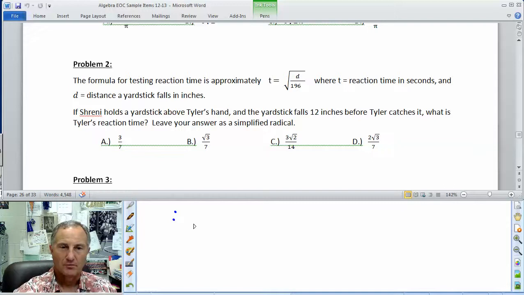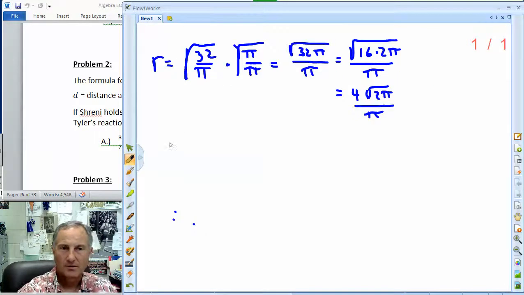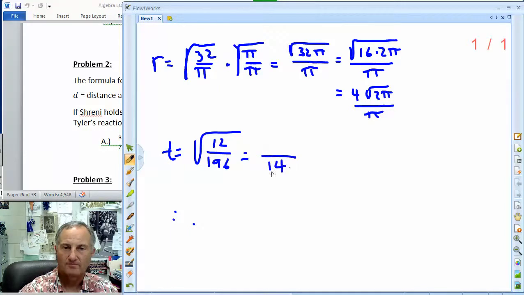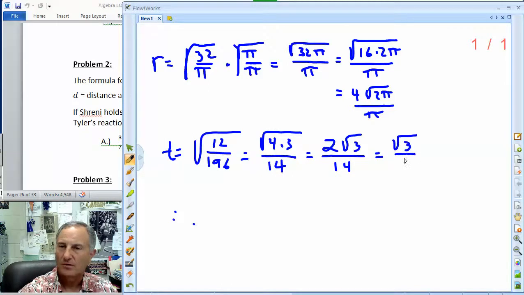So I come down here. t is equal to the square root of the distance it fell, and it said that it fell 12 inches, over the 196. Now you can take the square root of 196, it's 14. 4 is the biggest perfect square that goes into 12, 4 times 3. You take the square root of the 4, it's 2. The 3 stays in because it's not a perfect square. And then 2 goes into itself once, goes into 14 7 times. The square root of 3 over 7, and that's answer B.